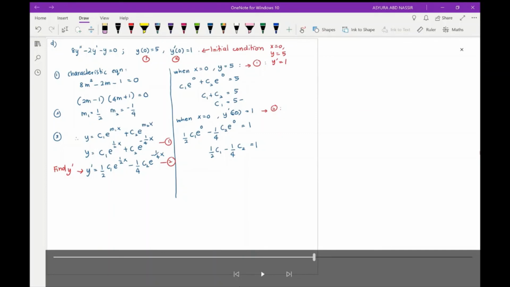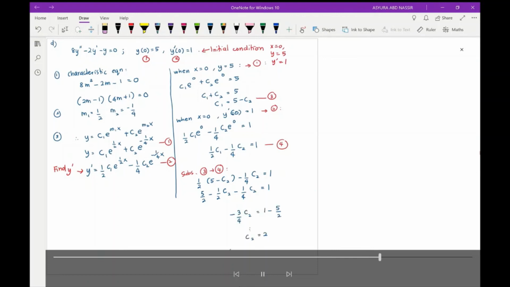Now you need to solve the simultaneous equations. You can write c1 as 5 minus c2, and that is the third equation. The fourth equation is 1 over 2 c1 minus 1 over 4 c2 equals 1. Then substitute the third equation into the fourth equation to find the values of c1 and c2. When you substitute and solve, you will get c2 equals 2, and c1 equals 5 minus 2, which is 3.